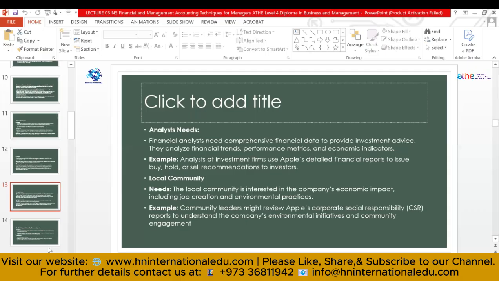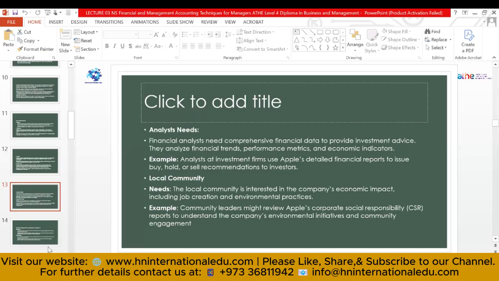Local community: the local community is interested in the company's economic impact. That is, we all want good. Inflation must be less, the employment factor should always be up, and interest should be balanced, including job creation and environmental practices. And the most important factor I forgot about: sustainability factor, a greener environment.